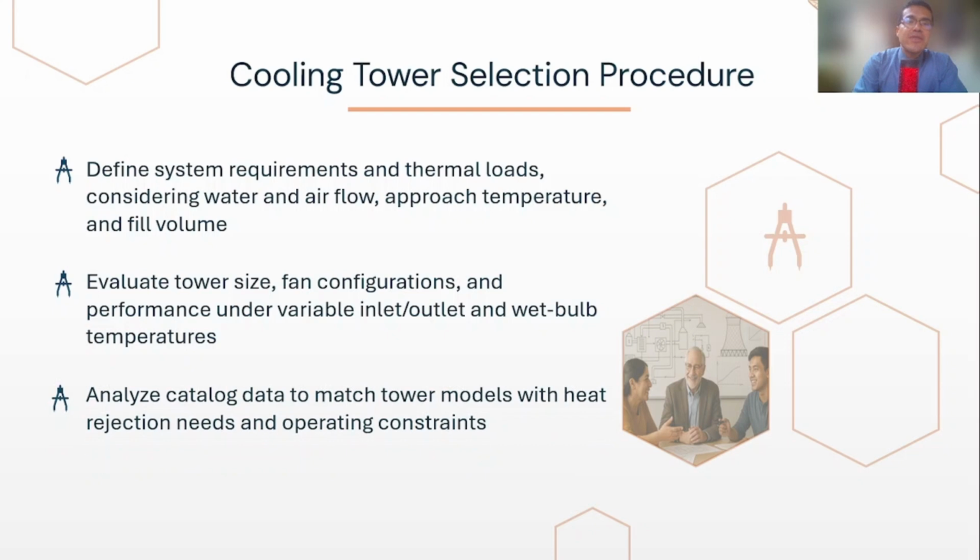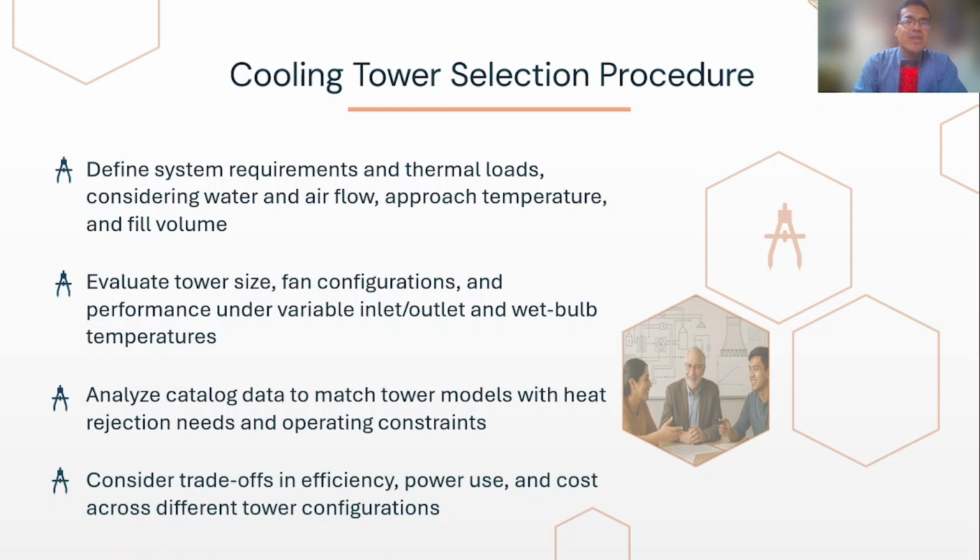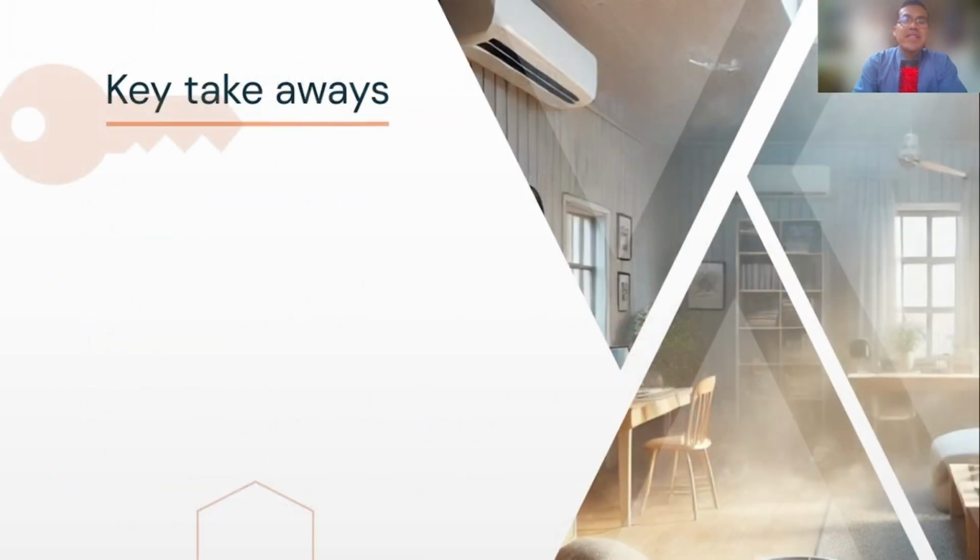We then compare different tower models using catalog data, matching capacity, fan power, and expected performance at various wet bulb conditions. Finally, we weigh the trade-offs. Larger towers and higher flow rates improve cooling but require more fan power and piping energy. The most cost-effective design balances performance with energy and capital costs.